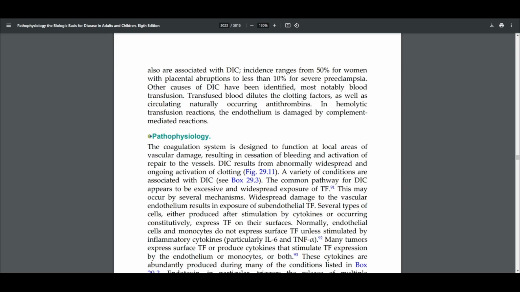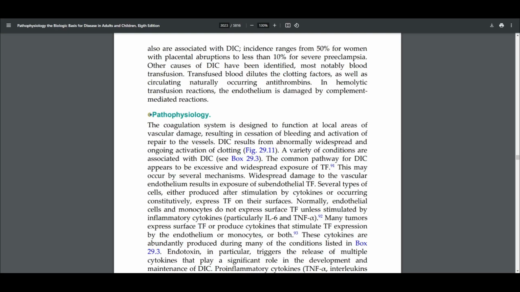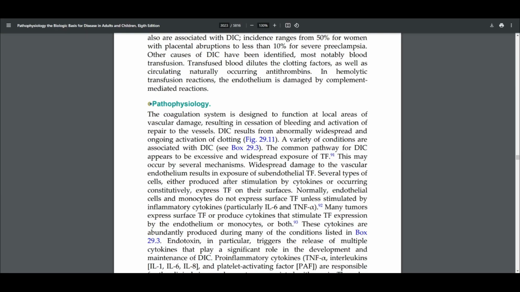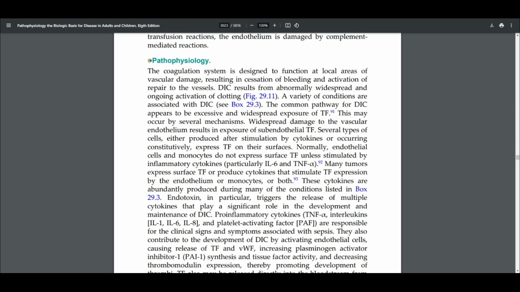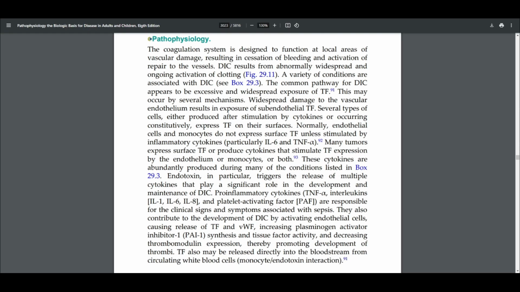Other causes of DIC have been identified, most notably blood transfusion. Transfused blood dilutes the clotting factors as well as circulating naturally occurring antithrombins. In hemolytic transfusion reactions, the endothelium is damaged by the complement-mediated reaction. So, pathophysiology. The coagulation system is designed to function at local areas of vascular damage, resulting in cessation of bleeding and activation of repair to the vessel.